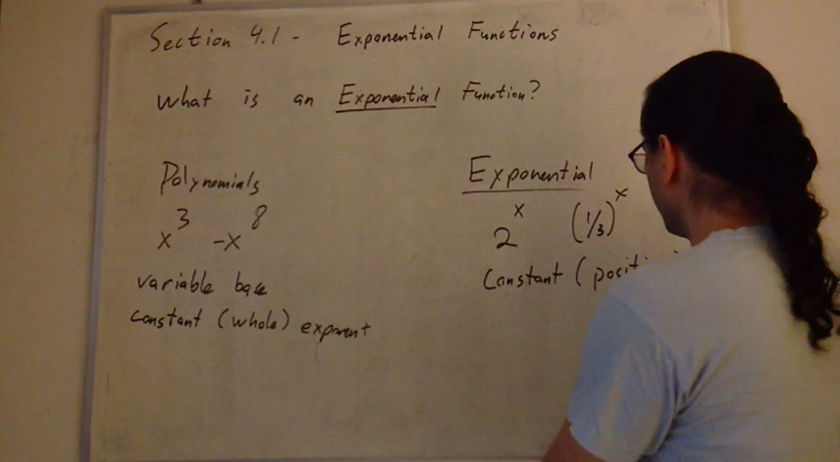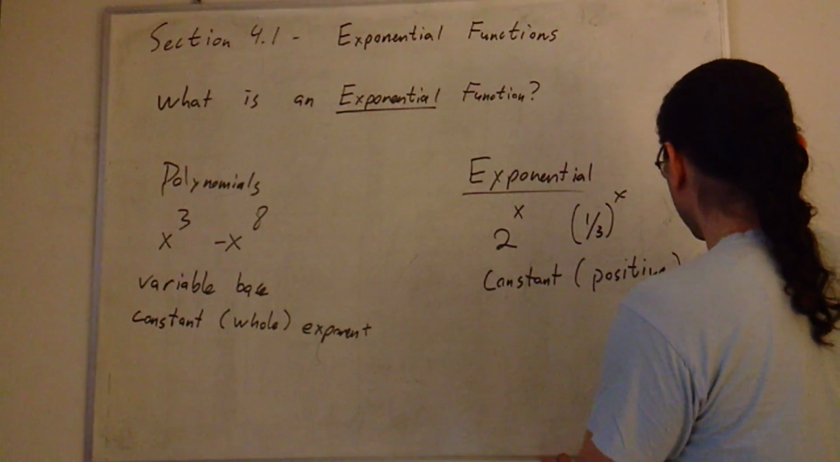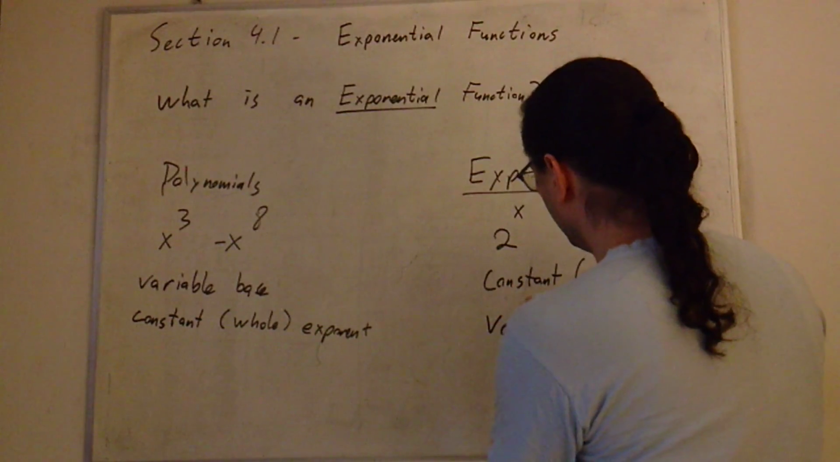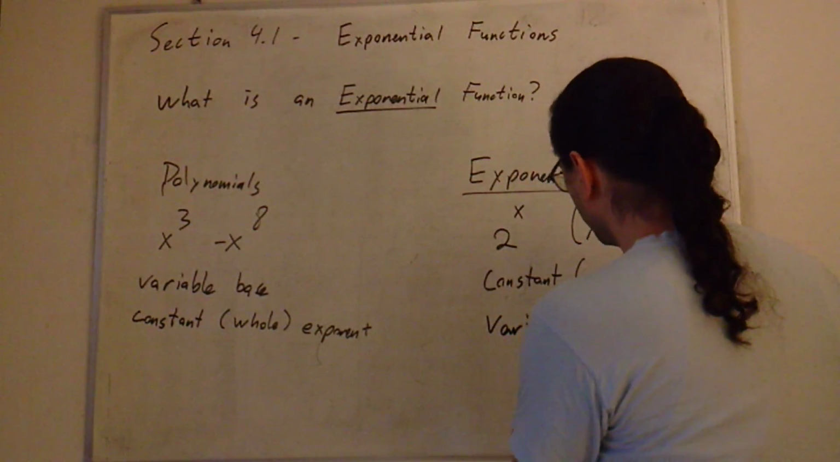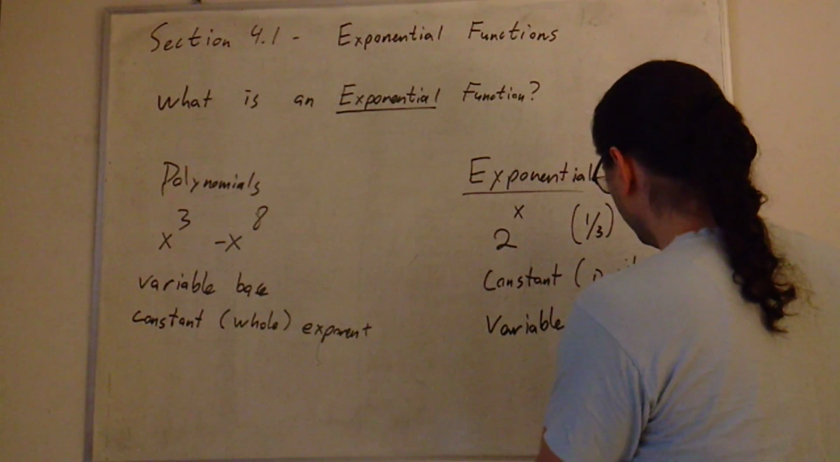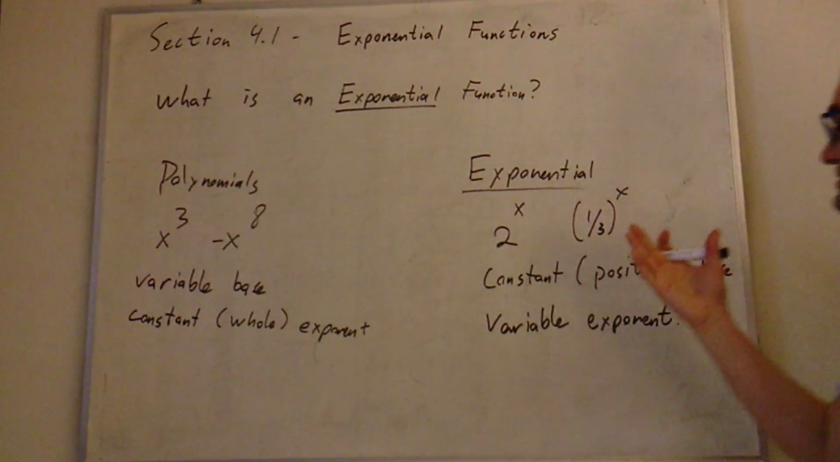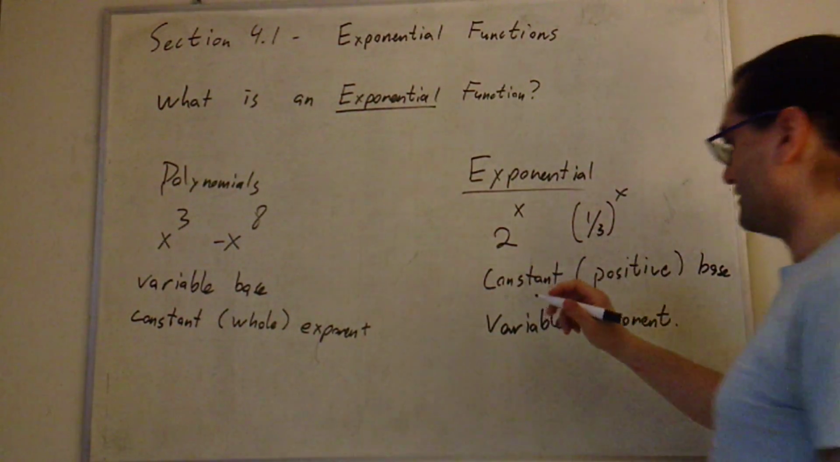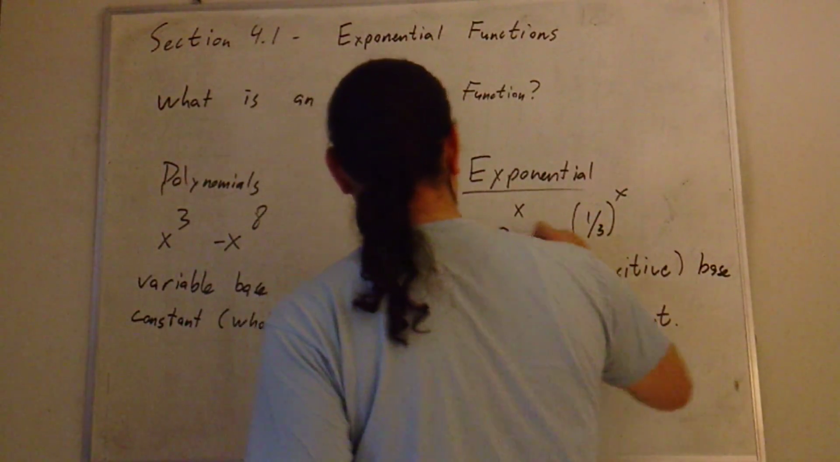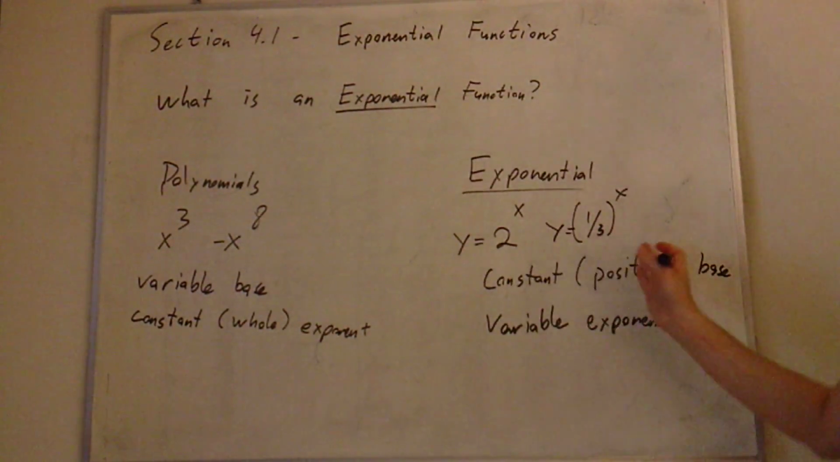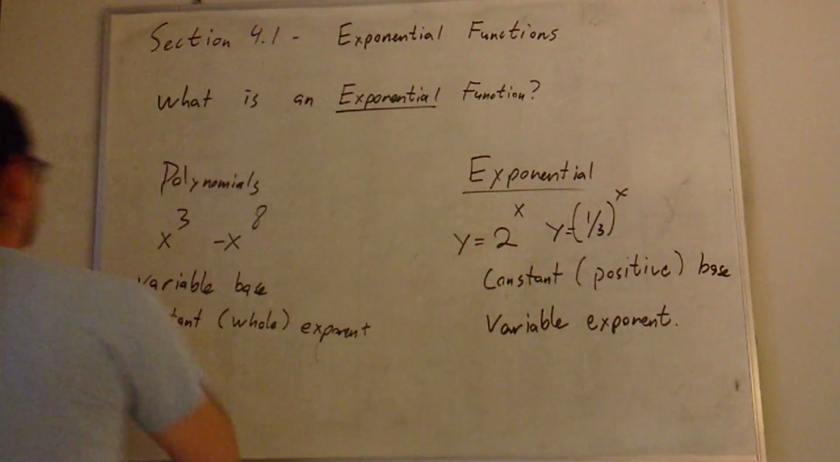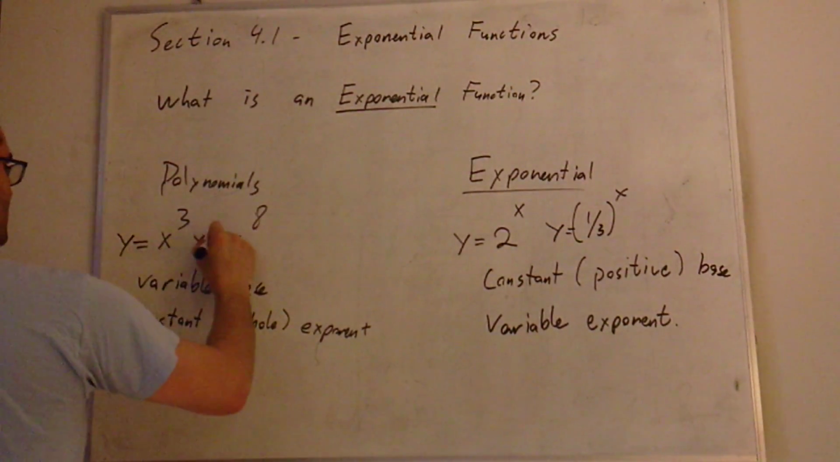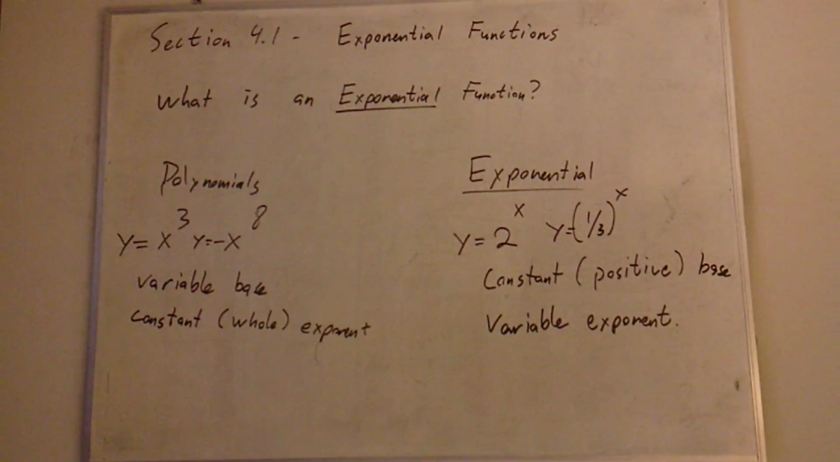So there's a constant positive base and a variable exponent. And this creates an exponential, well, this is an exponential expression. I guess if we want it to be an exponential function, we need a y equals. These are now exponential functions, just as these are polynomial functions. So, that's what they are.